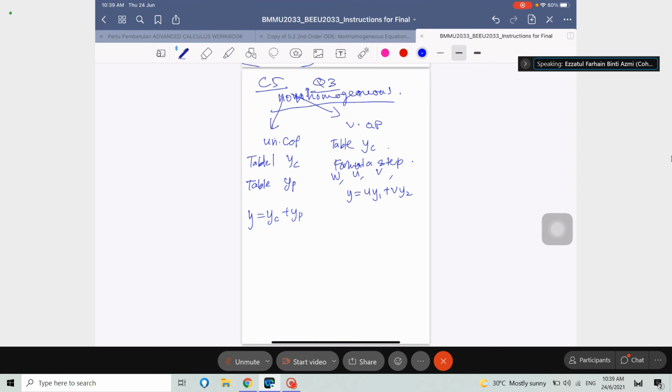I think this one you can finish early, sebab soalan dia tak ada soalan application. There are no application problems, no application questions for chapter 5, right? So it doesn't involve much words. Dia direct je. What is YP? What is YC? What is the auxiliary equation or something like that? Okay, that's it, I think.